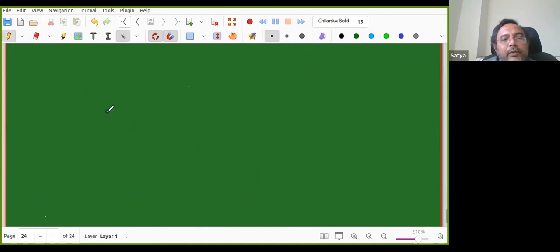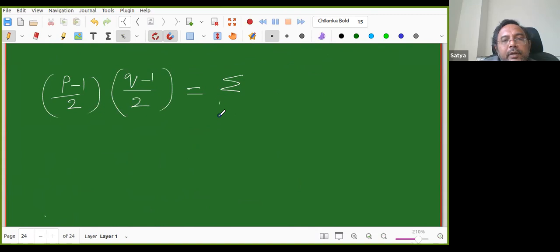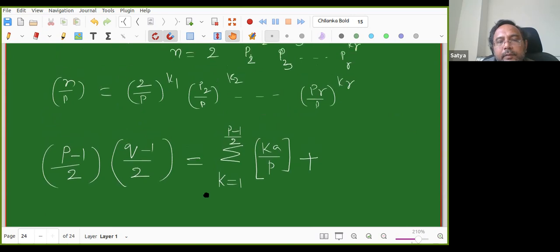But the quadratic reciprocity law goes like this. What they will do is that (p minus 1 by 2) times (q minus 1 by 2) is equal to the summation for k equal to 1 to (p minus 1 by 2) of the greatest integer of ka by p, plus the summation for k equal to 1 to (q minus 1 by 2), where here I'll take q.